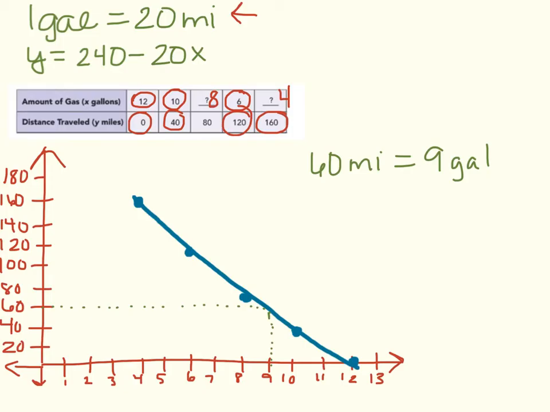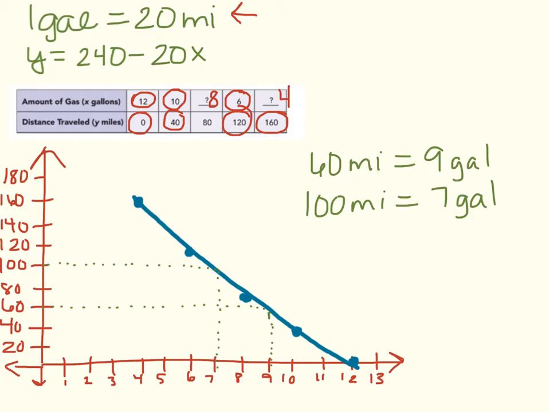Next up, how many gallons of gas will be left in the tank after the car has traveled 100 miles? Follow the same procedure. Start at the 100 miles mark and drop it down. And there we can see that for 100 miles traveled, we're going to have 7 gallons left in our tank. Okay?